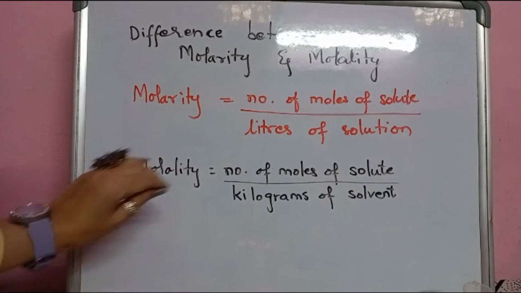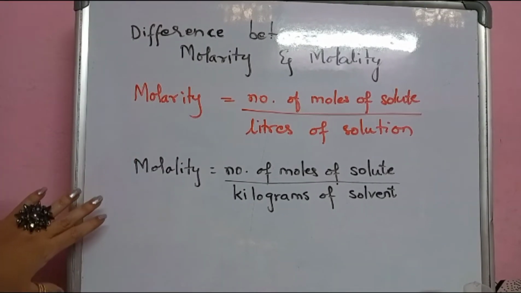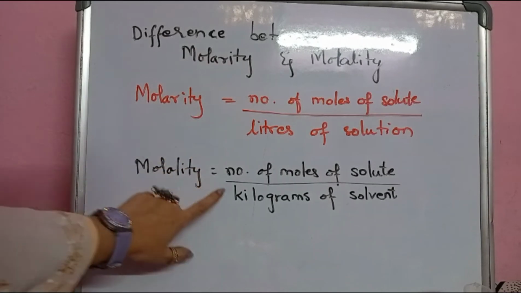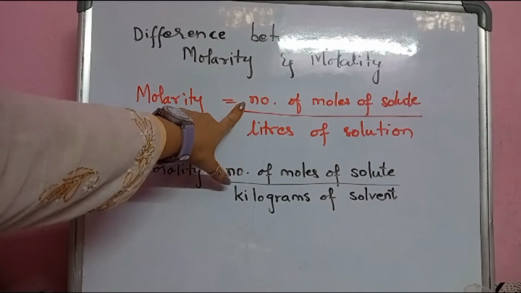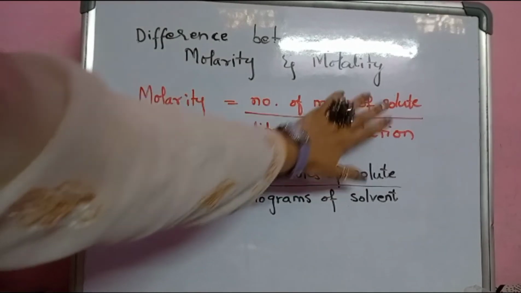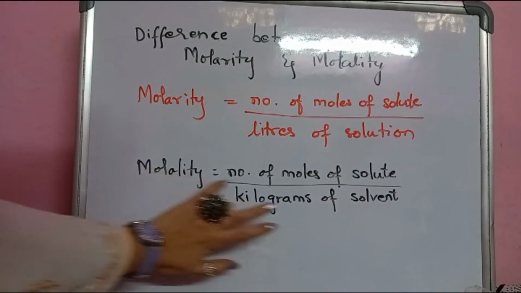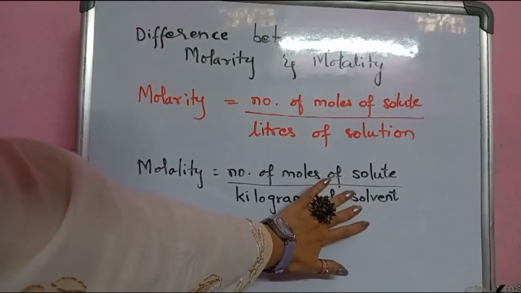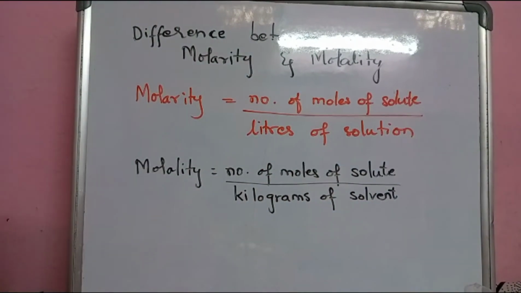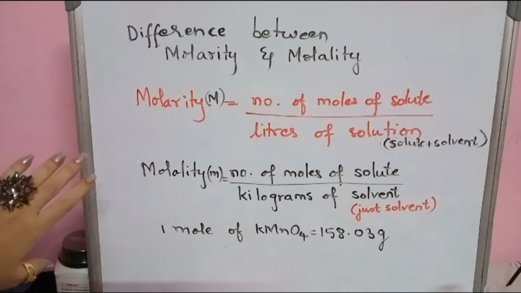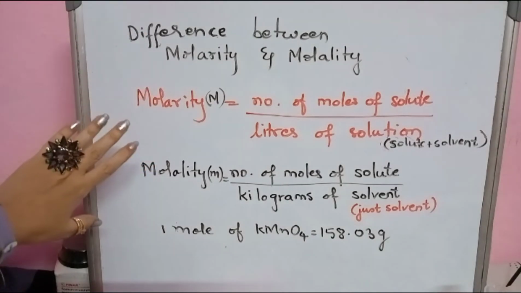Like always, it tricks people. Now, molarity is about liters of solution, that is solute plus solvent, whereas molality is only about the mass of the solvent. Now, let me make it more clear.